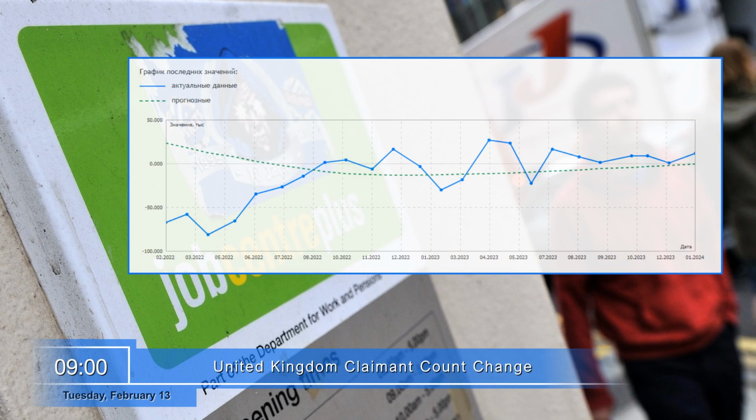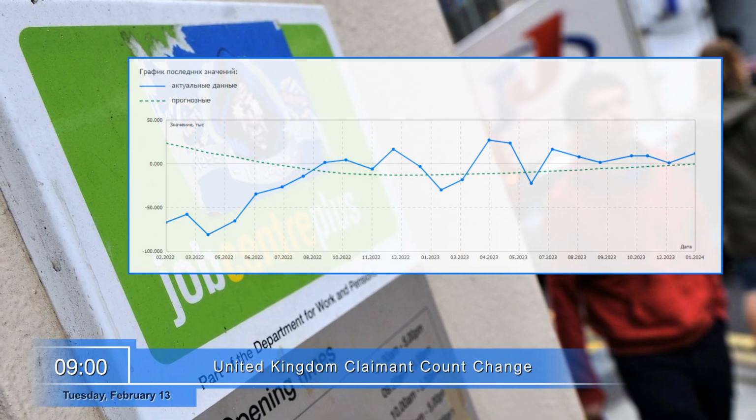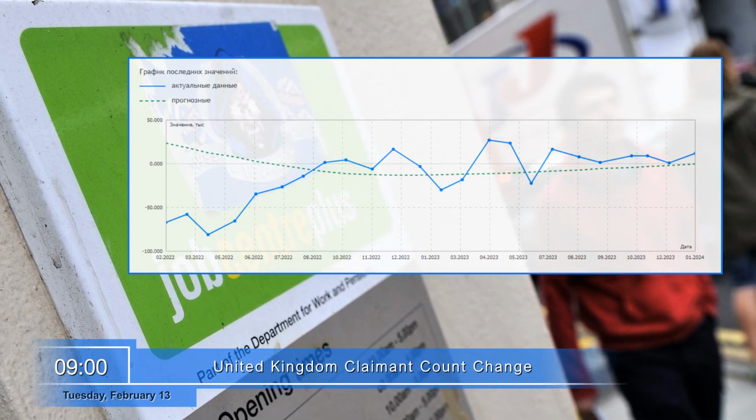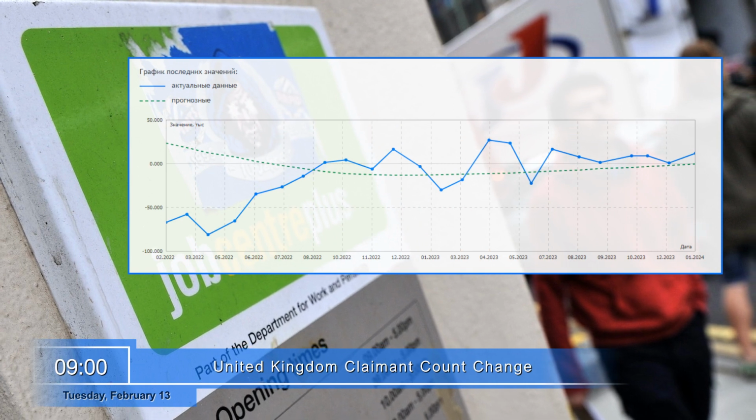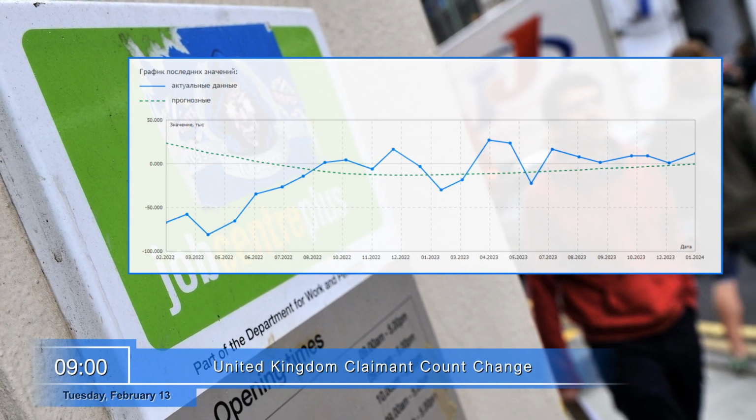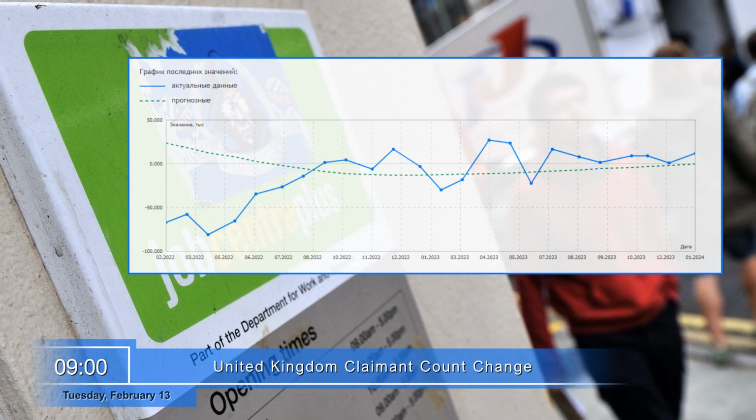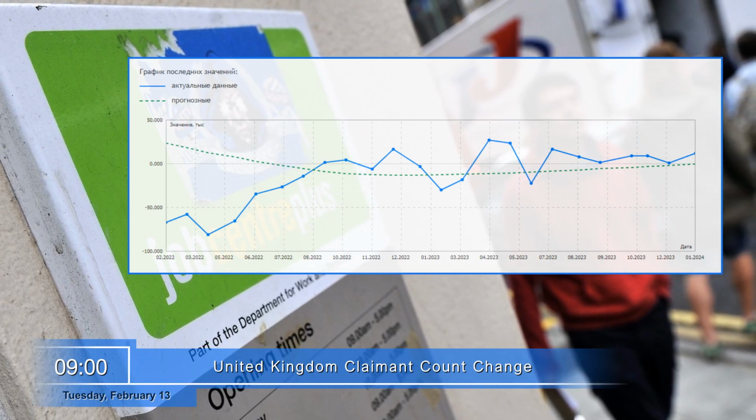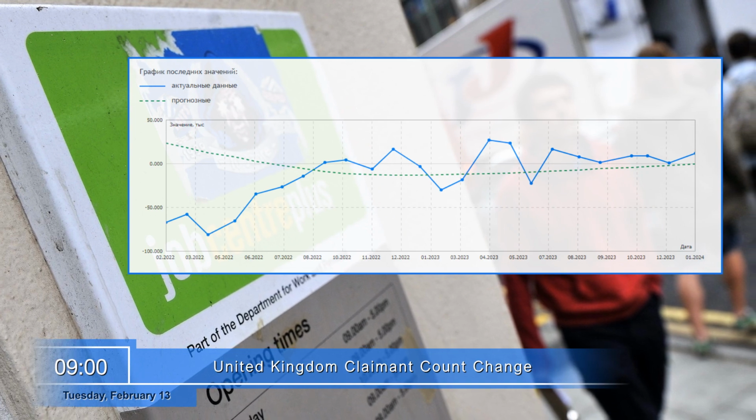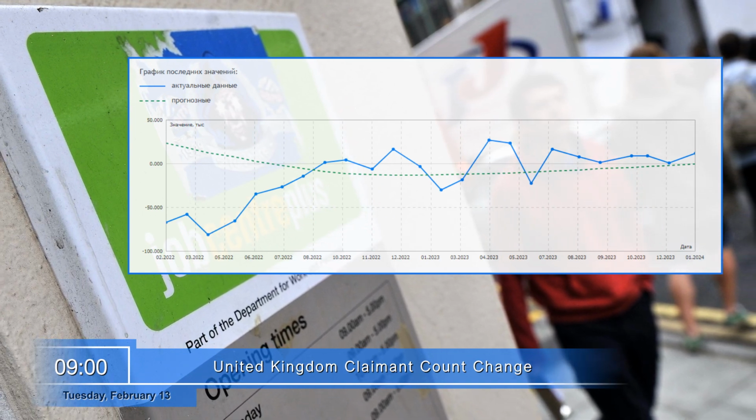Tuesday, February 13th. Tuesday will see the claimant count change in the UK by 9 a.m. The indicator reflects the change in the total number of people who applied for benefits in the reporting month. Its calculation is based on administrative data and the system of benefits and social support. Traditionally, deterioration in the labor market can negatively affect the pound.